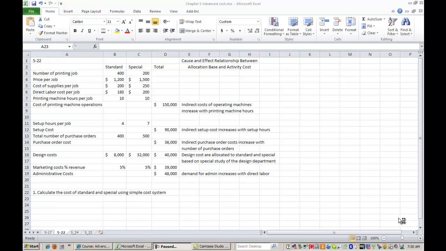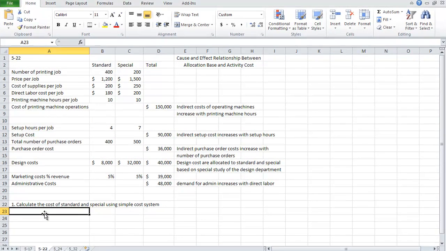We're going to take a look at problem 522 from our book. I've gone ahead and set up the material already in Excel. Once you've done that, our first job is to calculate the cost of a standard and special product using the simple costing method.